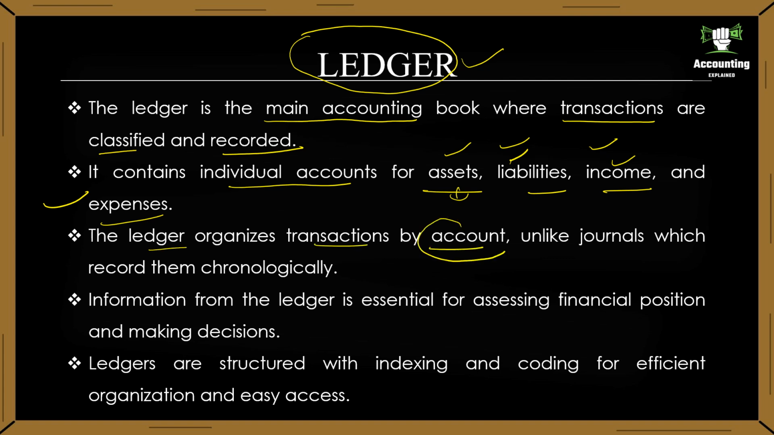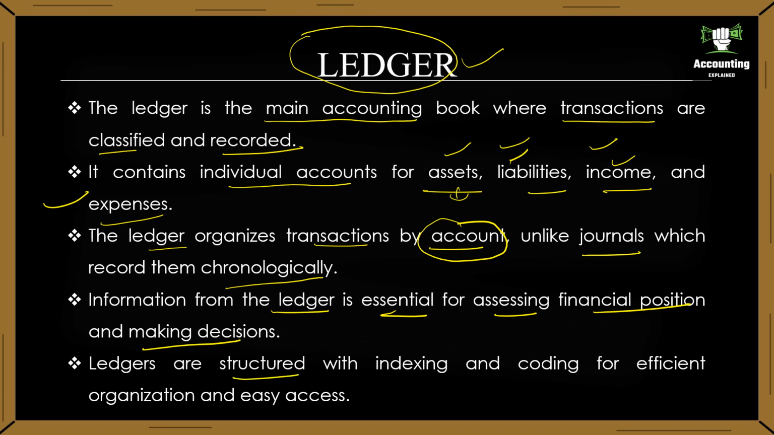The ledger organizes transactions by account, unlike journals which record them chronologically. Journal does nothing else. It records only chronologically, date wise. Information from the ledger is essential for assessing financial position and making decisions. So at any point of time, you can take out the balance of the account and you can tell where your company or your business stands.